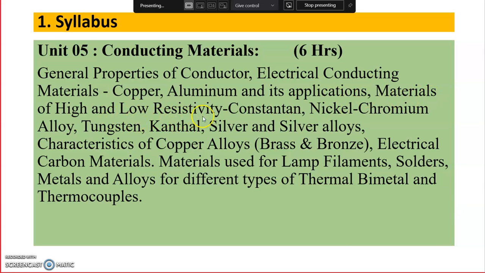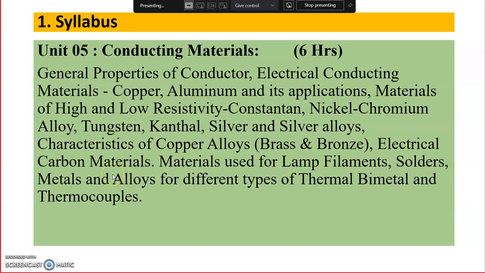So we should not confuse with this word resistivity. In conducting materials, again we can sub-classify conducting materials like high and low resistivity. But that will be conducting only, not resistive materials. Conducting materials having high resistivity and conducting materials having low resistivity. So like constantan, nickel, chromium, alloy, tungsten, kanthal, silver and silver alloys. And characteristics of copper alloys also, brass and bronze are copper alloys. So we will see characteristics of copper alloys.